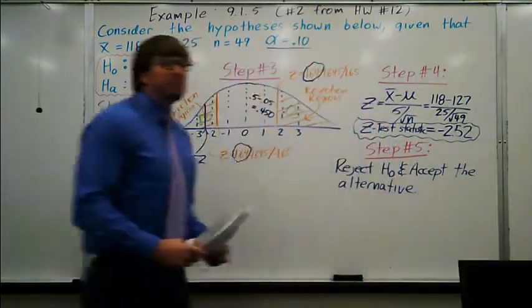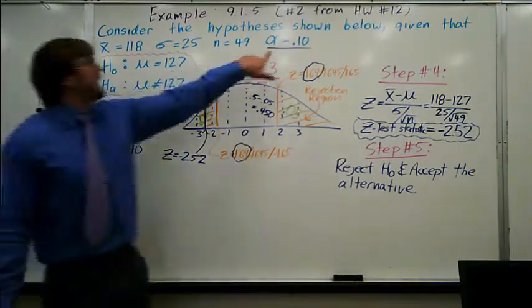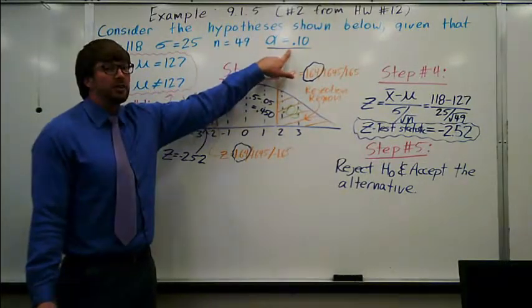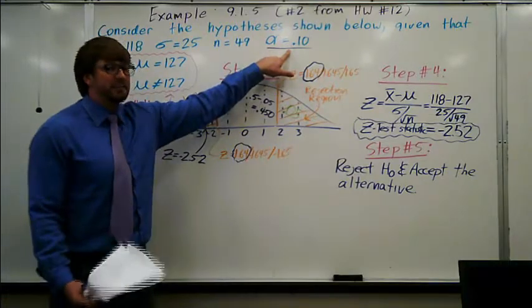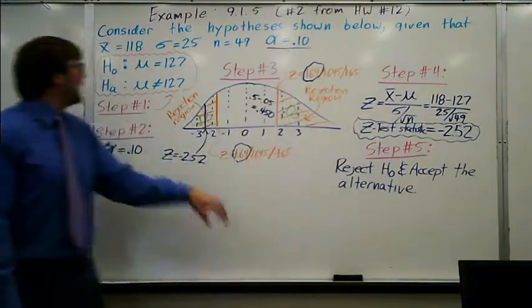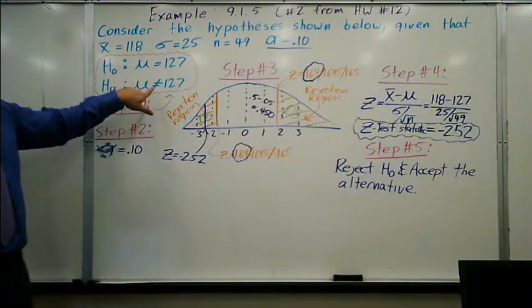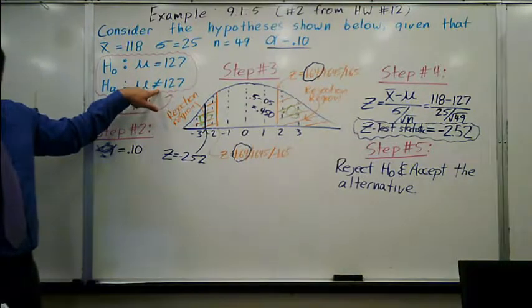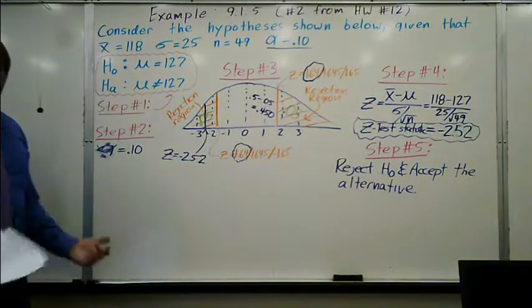So that means at the 10% significance level, there is statistical significance evidence to show that the population mean is not equal to 127. And fun.